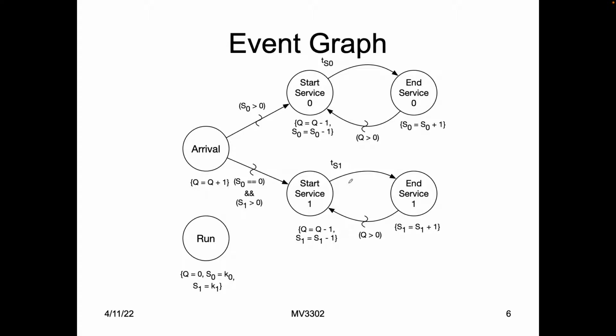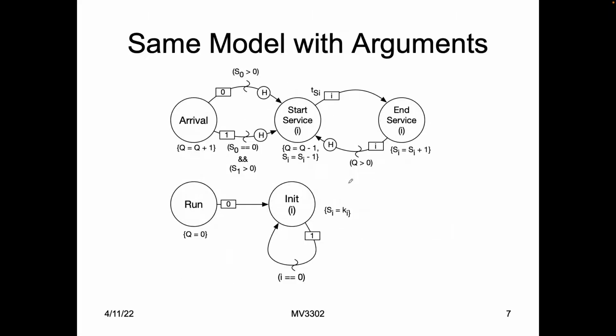identifying places where we could reduce the number of events. So for him, cutting down the number of events, here we have like 5 events in addition to run. The run and init events don't necessarily count as much. But our start service and end service events, we can turn into events with arguments. And we just need to be a little careful about how we do that.